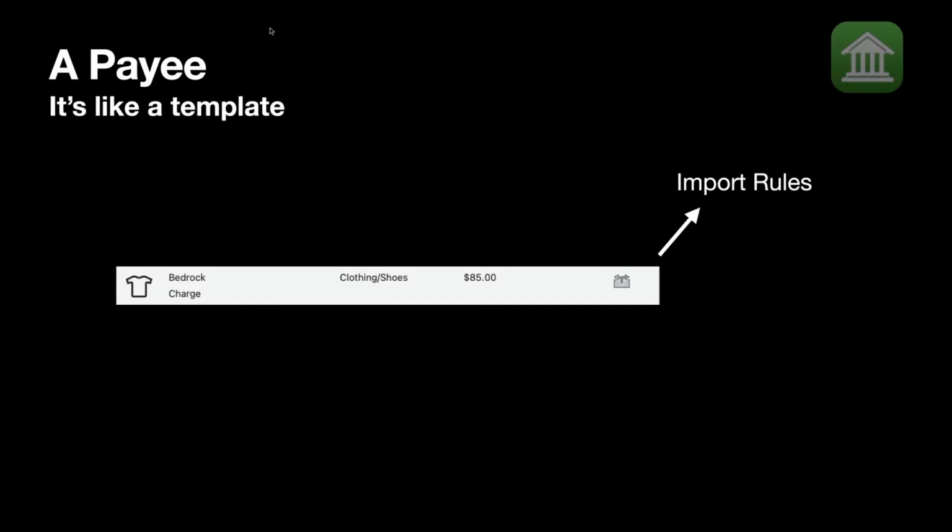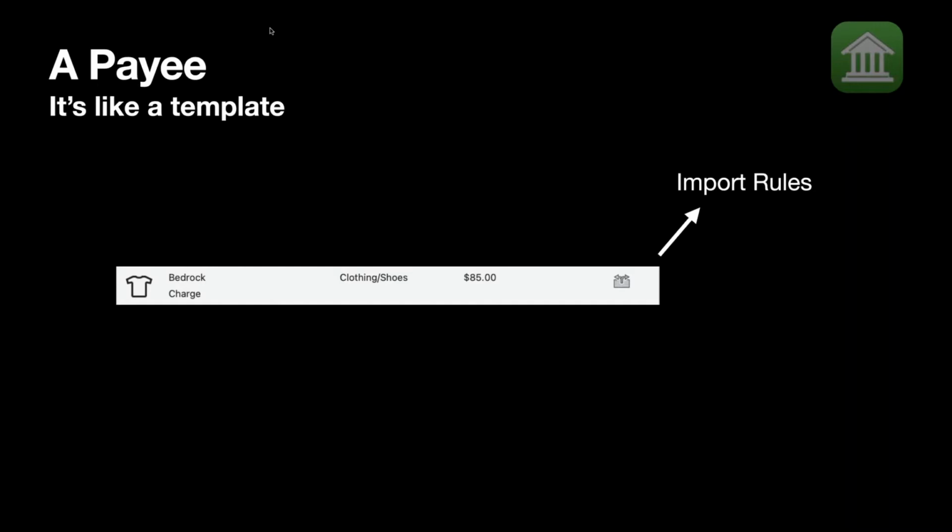Now, to understand how scheduled transactions work in Banktivity, we again are going to return to this notion of the payee. And I've said this several times, that it's like a template. You can see there's this little example here, the screenshot of a payee. And you can see that there's a title. This is for Bedrock. This is who you pay money to. There's a category of clothing, shoes. There's an amount. There's a transaction type. In this case, it's a charge.